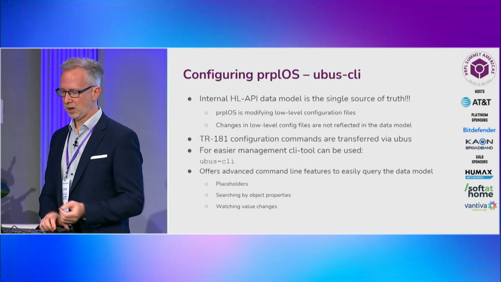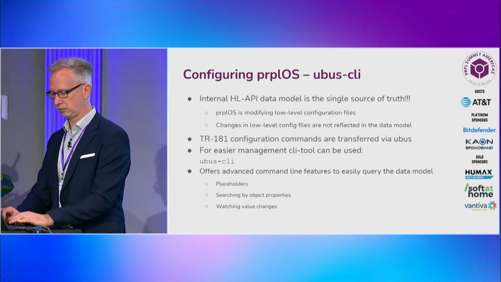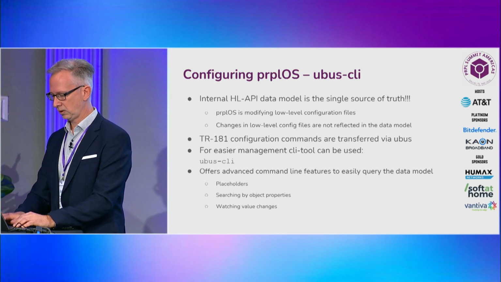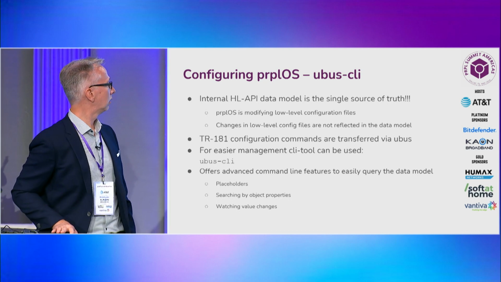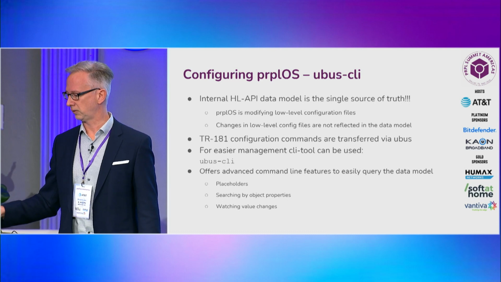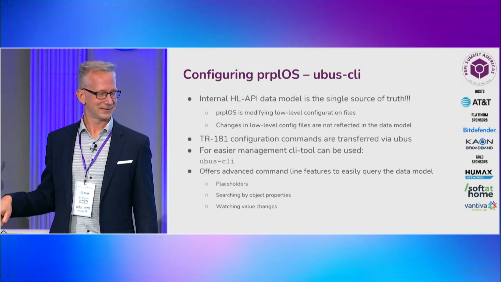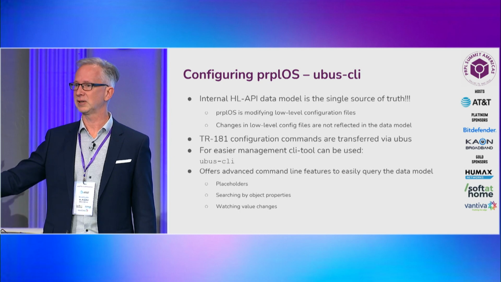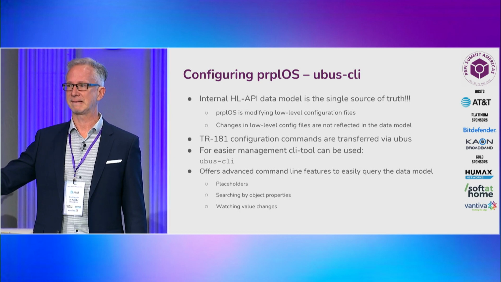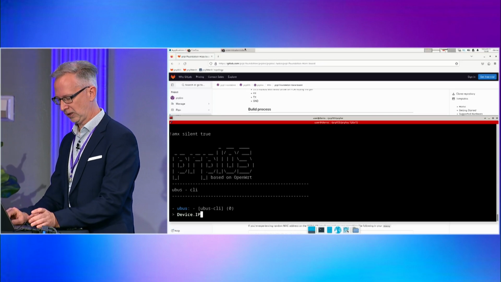It's quite simple. You just call ubus CLI, you get a prompt, and from here you can query the data model. For example, you want to query Device.IP. Oh, sorry, I need the dot. Where's the screen for that? Could somebody please check where the screen from this laptop is? This is unfortunate. Ah, here we go. Okay, thank you.